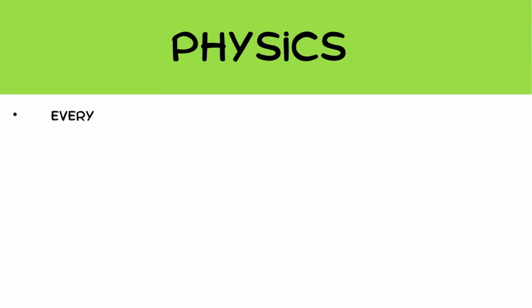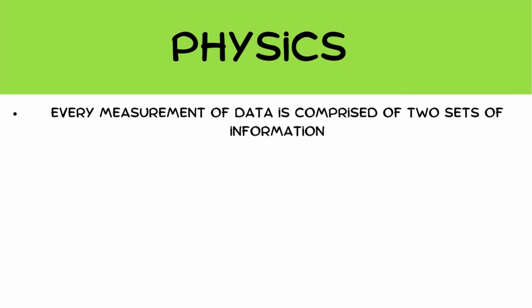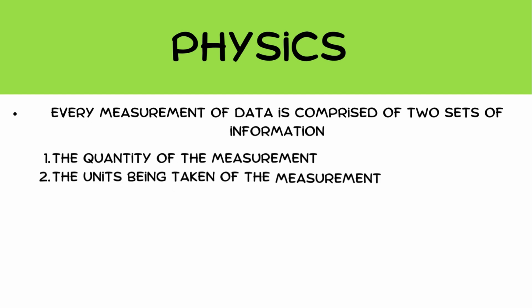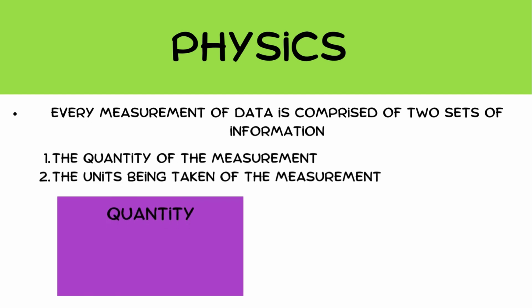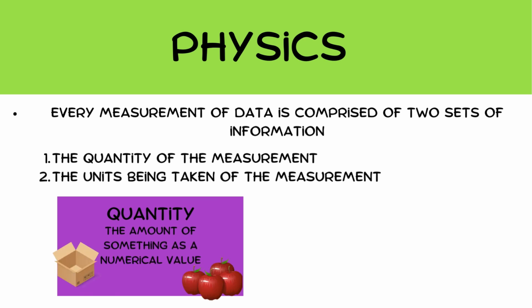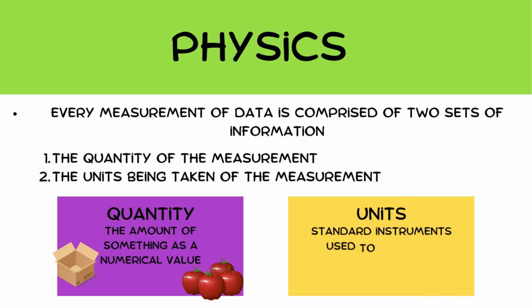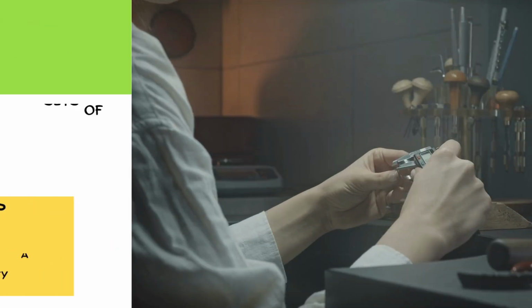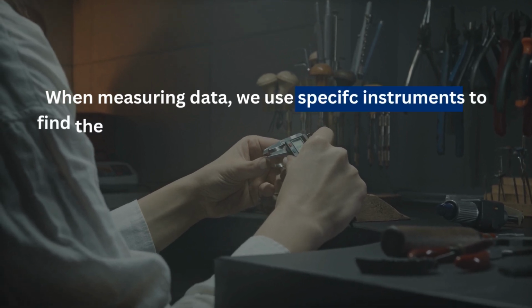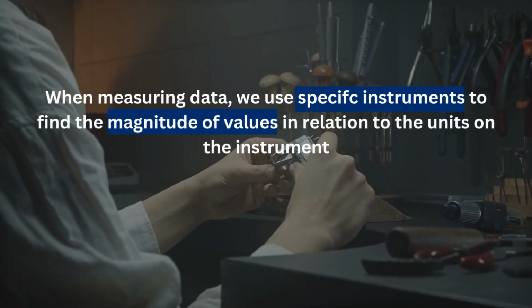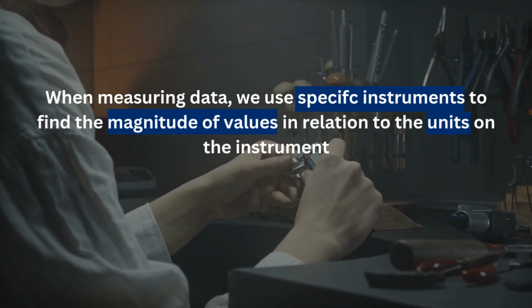In physics, every measurement of data taken is comprised of two components: the quantity of the measurement and the units being measured. The quantity is simply just the amount of something there is, like 2 boxes or 7 apples. On the other hand, units of measurements are standard instruments used to show the magnitude of a quantity. Therefore, when measuring data, we use specific instruments to find out the size of the reading in relation to the units found on the instrument.